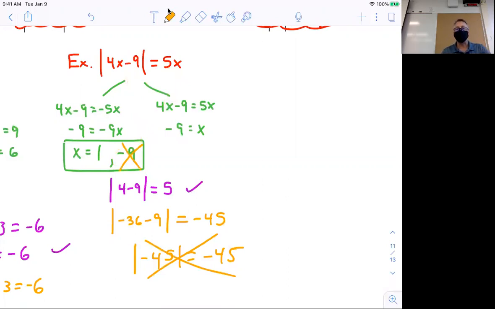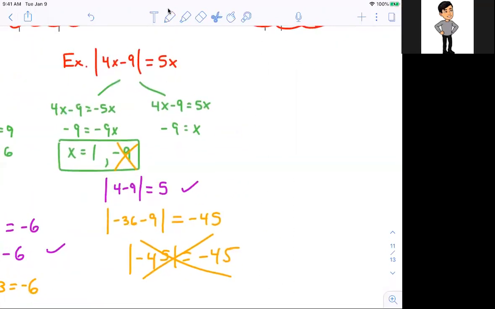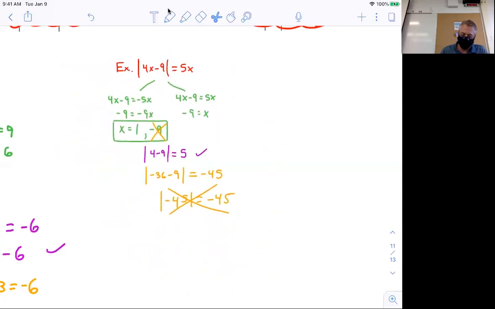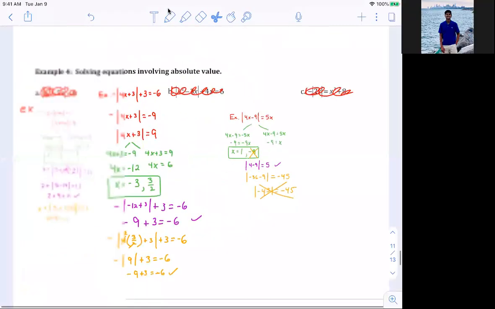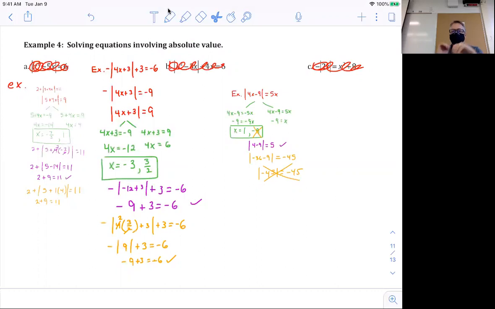So they don't always check out. Getting back to your question. Basically, we're doing the same thing as last time, except with absolute value. Yeah, exactly. We're just checking them just like we did before with the radical equations. So this one will be only x equals 5. I mean, x equals 1. Correct.